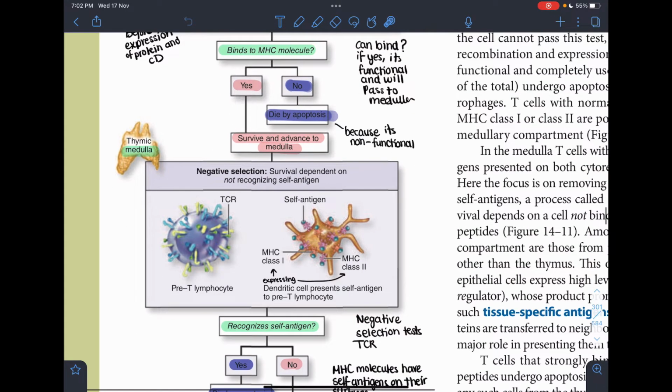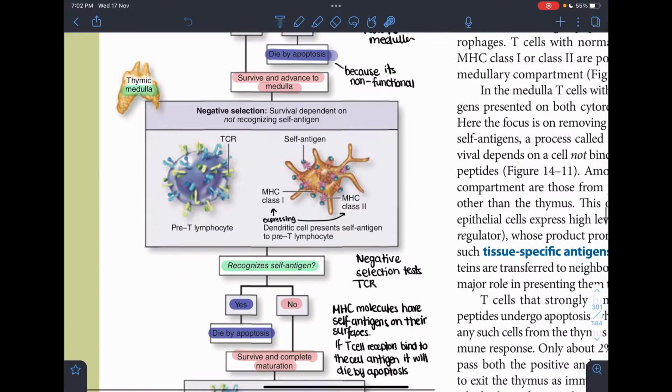هلا بالnegative selection which takes place in the thymic medulla, negative selection نفس ما حكينا survival of the T lymphocytes will depend on its inability to recognize the self antigens. So if it doesn't recognize the self antigens, then it'll survive. If it does, it'll die by apoptosis.